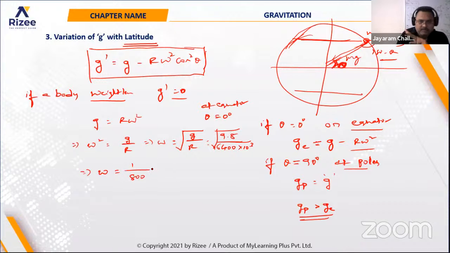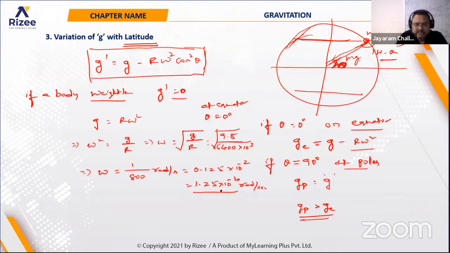This value you should remember, because in the examination you cannot do all these calculations. 1 by 8 value is 0.125, so this is 1.25 into 10 to the power of minus 4 radians per second. This is the value you have to remember, because in the examination we cannot go on solving. It's time consuming, a waste of time.